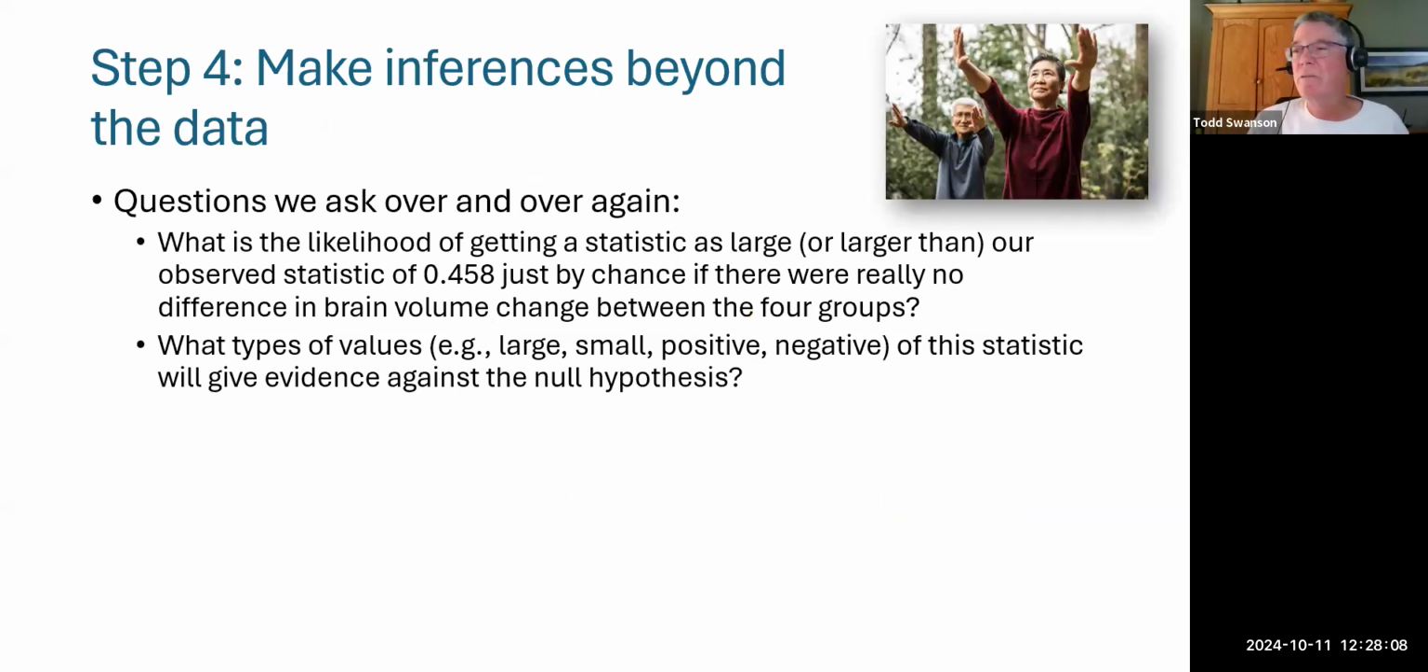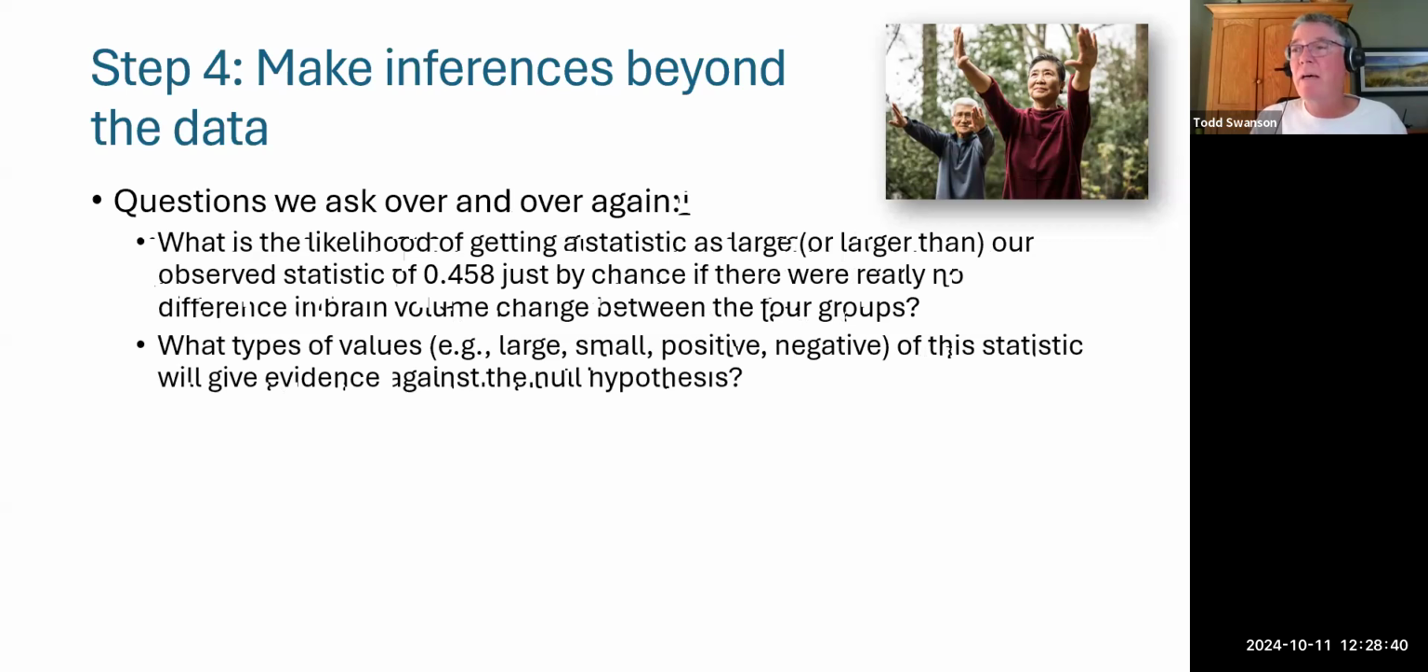So here's where we're doing the inference with this. Again, this is a question that would have been asked over and over again throughout the semester. What's the likelihood of getting a statistic as large or larger than we got, our observed statistic of 0.458, just by chance, basically if the null were true, if there's no difference in the brain volume change between those 4 groups in the long run? And then, of course, that's going to be the p-value that tells us that.